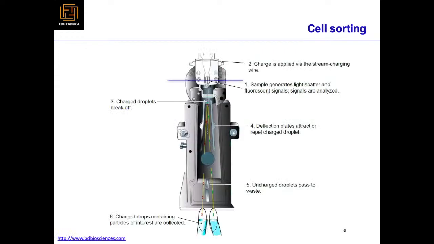So how are cells actually sorted in this? First, our sample generates light scatter and fluorescent signals. Signals are analyzed here. Then a charge is applied via the stream. Then the charged droplets break off. Then the charged particles of cells start getting separated by the charge. The light red and green dots we can see.